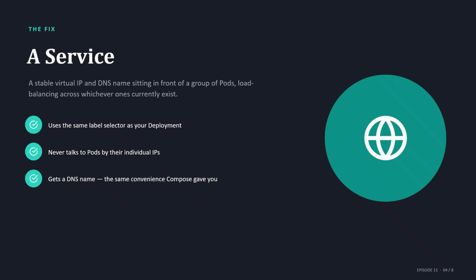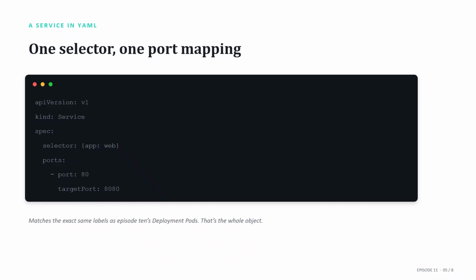Here's a service in YAML. A selector matching the same labels as your deployment's pods, and a port mapping. The port the service listens on, and the port it forwards to on each matching pod. That's the whole object. kubectl apply -f service.yaml creates it.